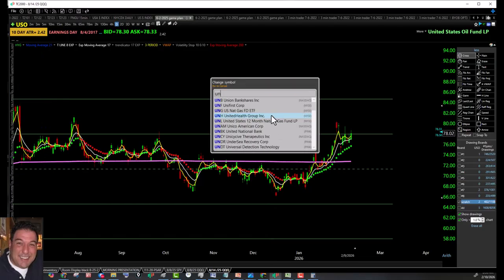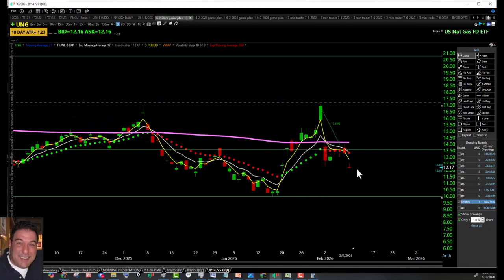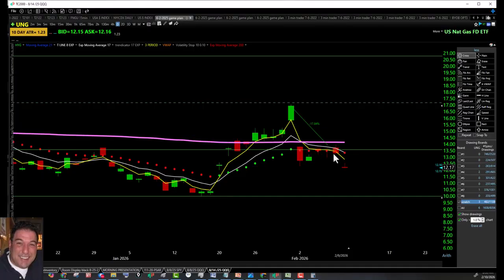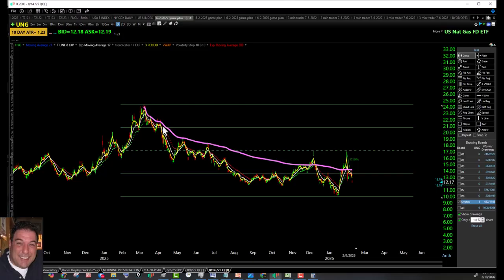Let's take a look at UNG. UNG lower high, lower low, closing underneath. See the sticks and the 3 underneath the 8. So underneath a bearish trap, underneath a 17 EMA, underneath that 10-month high anchored VWAP right there.